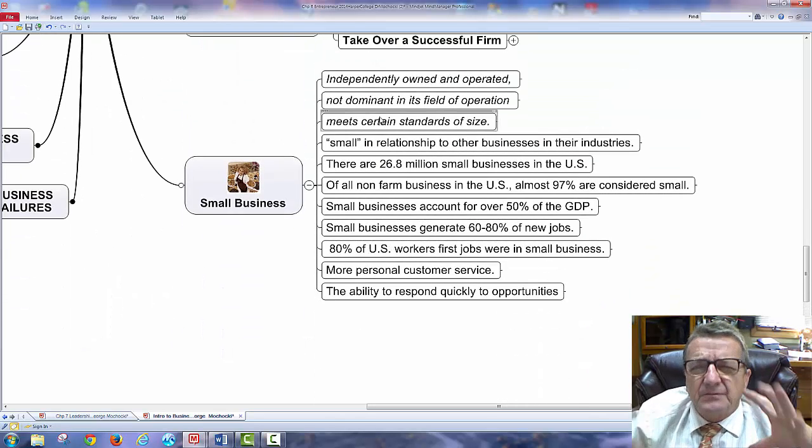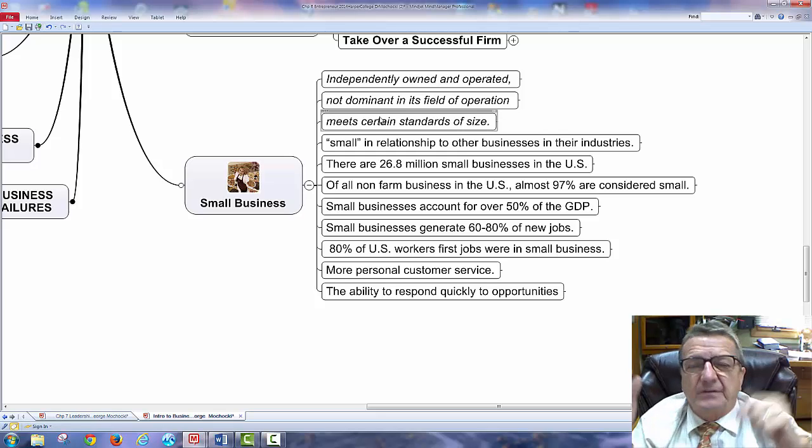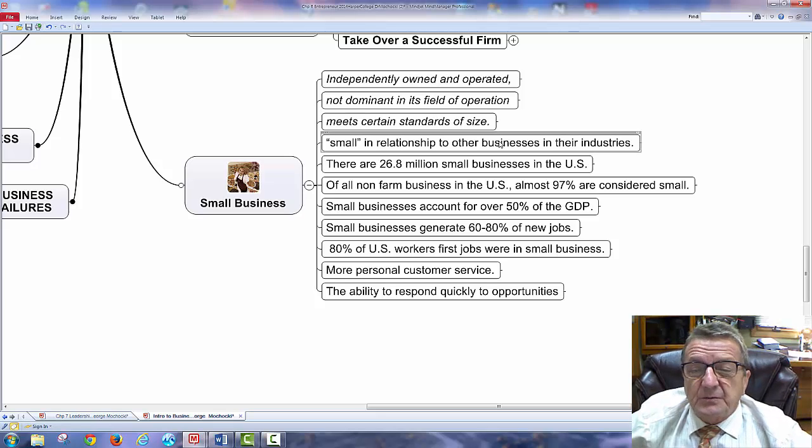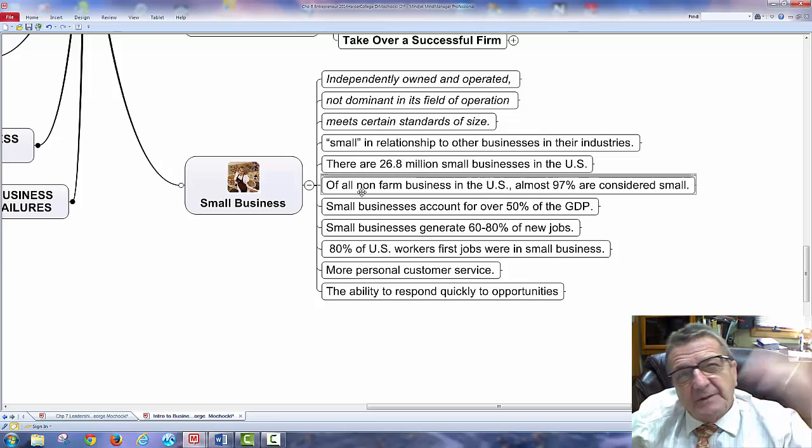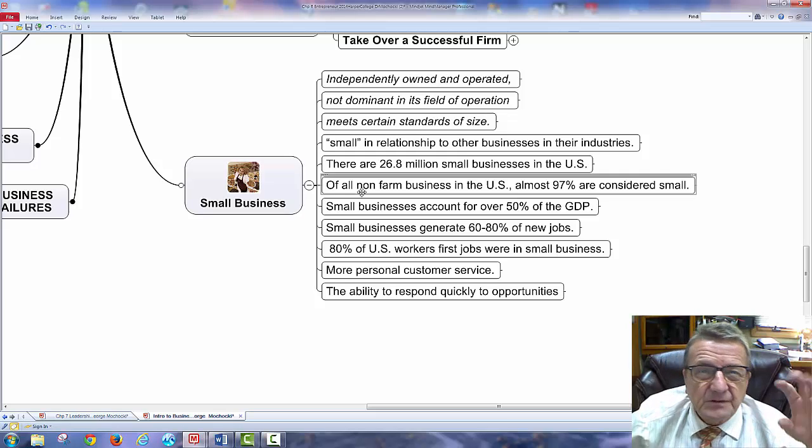Small business, independently owned. This is the regular generic definition of a small business. Smaller relationships with other businesses in their industry. There are 26 million small businesses. The number's a little bit higher. It goes up and down, depending on the environment. Usually small businesses go under, but other ones pop up real quickly because the investments are smaller and people are taking more of a risk.